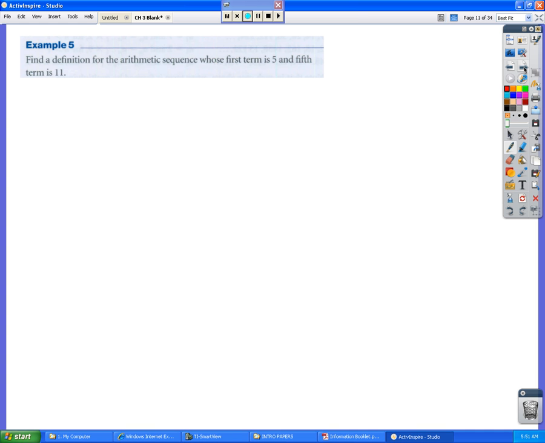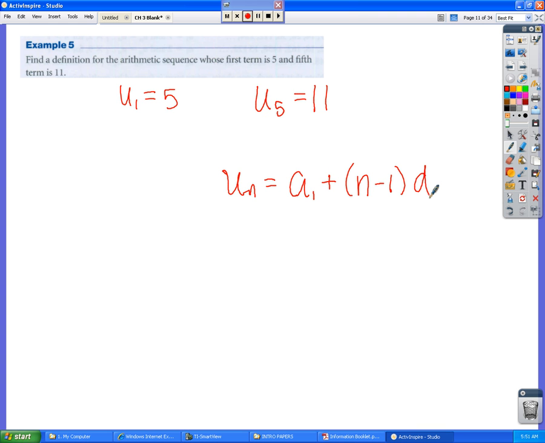Find a definition whose first term, u sub 1, is 5, and the fifth term, u sub 5, is 11. So that would just be you using the formulas. You have your u sub 1, so you can do u sub n is equal to u sub 1 plus n minus 1 times d. And if you substitute things in, this is your u sub n. So that would be 11.